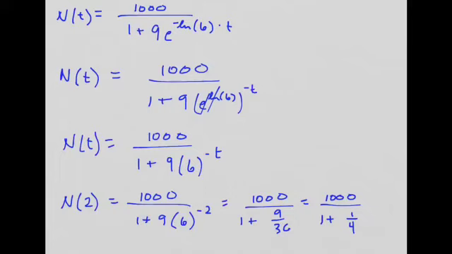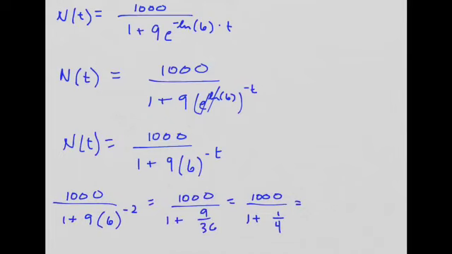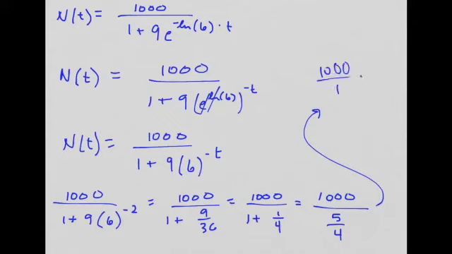I'm running out of room. I can't even scroll over anymore. I'll just move this. So that's 5 over 4, and then I'm just going to do it up here. So 1,000 over 1 times 4 over 5. And that would be 800, right? So 800 squirrels now.